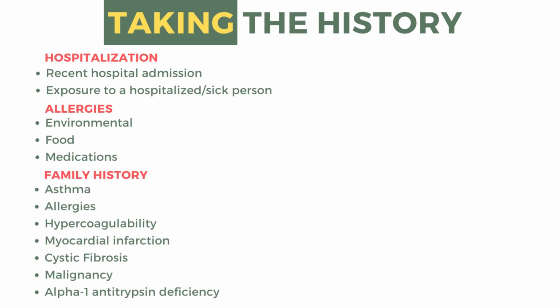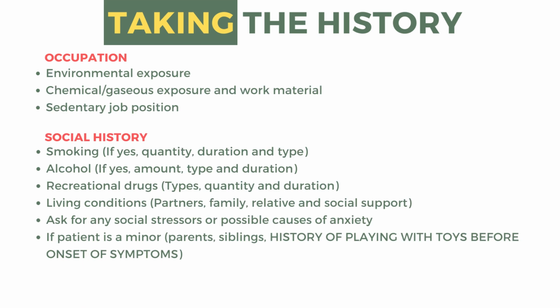You should find out if the patient has had any recent hospital admissions, or if the patient has been exposed to someone who's been sick recently. Finding out about medications, food, and environmental allergies would help you as well. And family history of chronic conditions like asthma, allergies, hypercoagulability, myocardial infarction, cystic fibrosis, malignancy, and alpha 1 antitrypsin deficiency would also point you in the right direction.